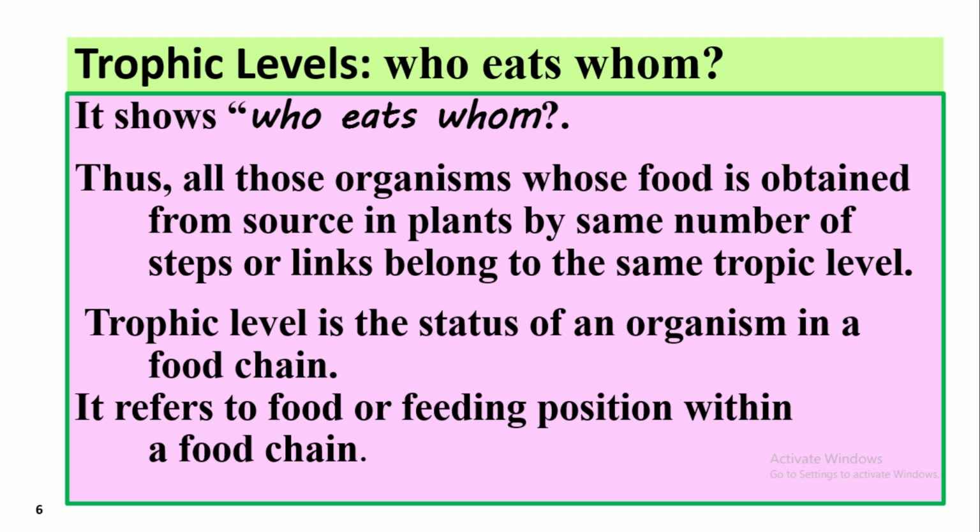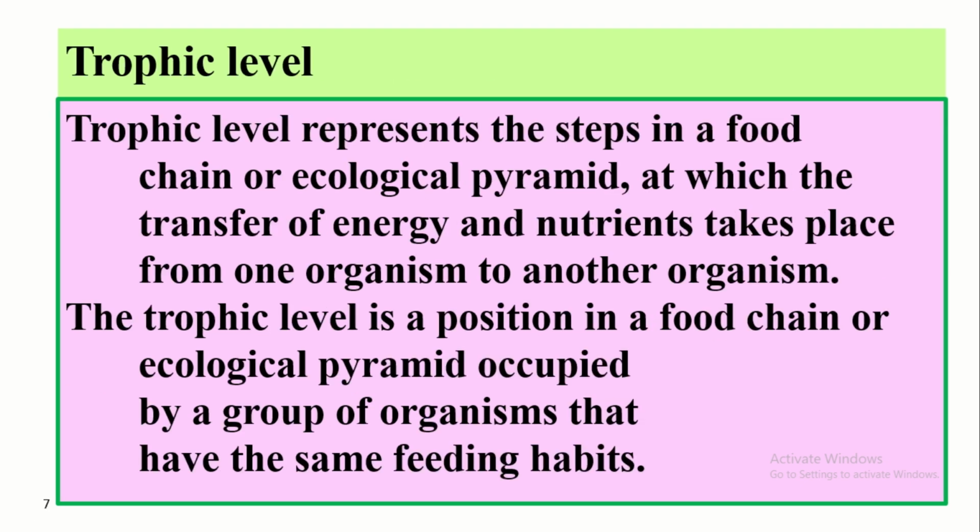Trophic level is the status of an organism in a food chain. So it is the position, the status, what it eats. It eats grass, it eats meat, it eats many things. It refers to the food or feeding position within a food chain. Trophic level represents steps in the food chain or ecological pyramid at which the transfer of energy and nutrients takes place from one organism to another.